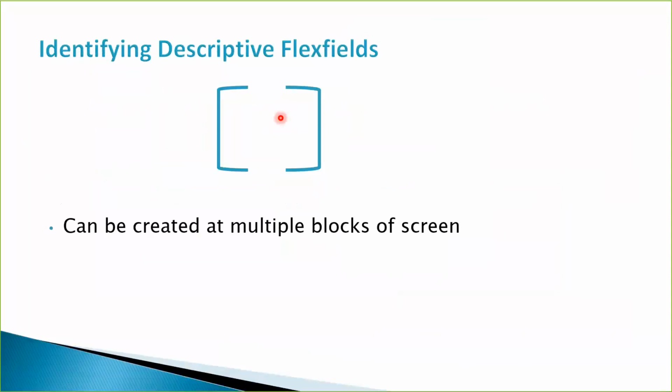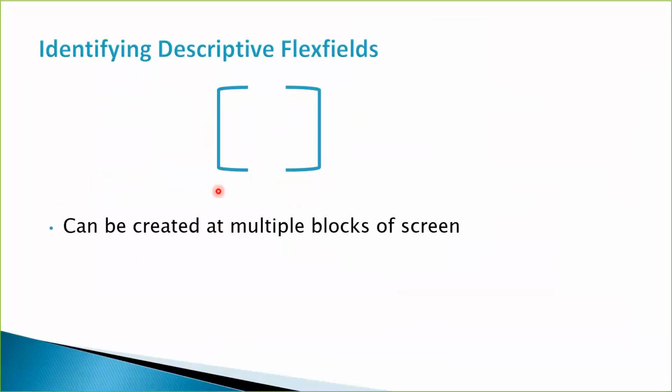So how do you identify a field where you can have a descriptive flex field? When you see this particular bracket symbol, there is a place where you can have a DFF. Okay, you can define a descriptive flex field for that particular section. And in fact, DFFs can be created at multiple blocks of a screen.